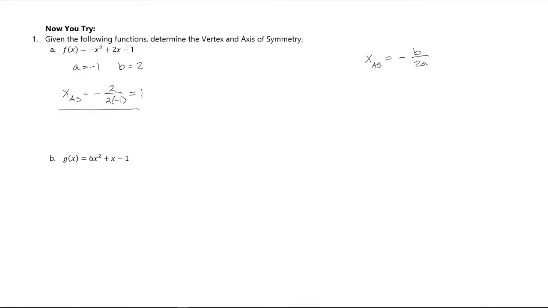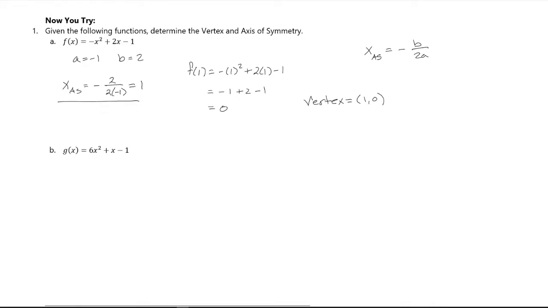And then to get the vertex, we need its y value. So the x value of the vertex is 1. And then we say, what is f of 1 to get the y value? f of 1 is negative 1 squared plus 2 times 1 minus 1. This gives us negative 1 plus 2 minus 1. And that all adds up to 0. So the vertex is at the point (1, 0). All right, that's it for this problem.